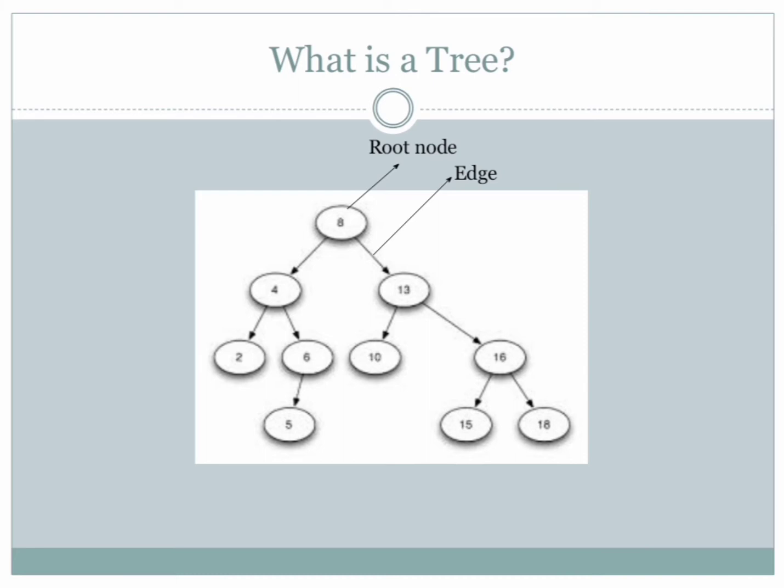As shown in the diagram, the connector line which connects two different nodes in a tree is called the edge. If a tree has n number of nodes, then it has n minus 1 edges. In the tree given, it has 10 nodes and hence it has 9 edges.